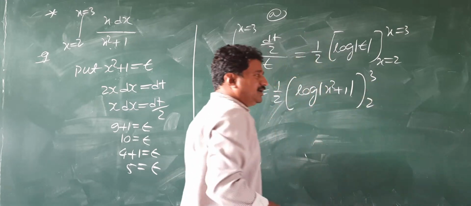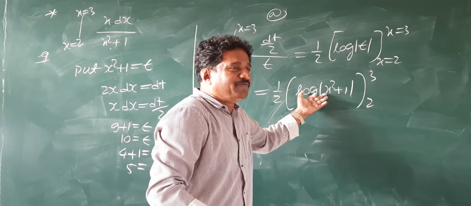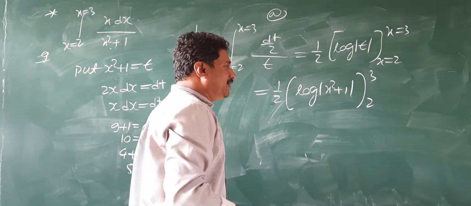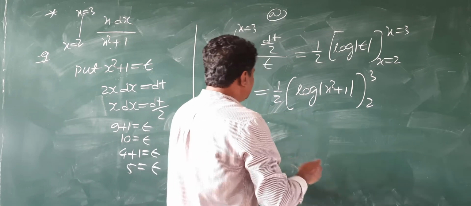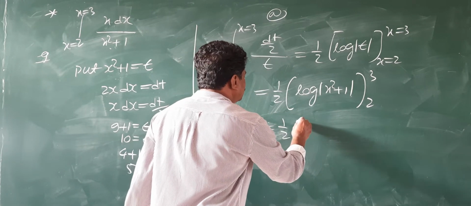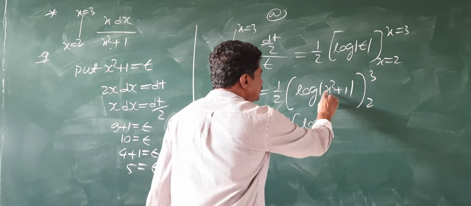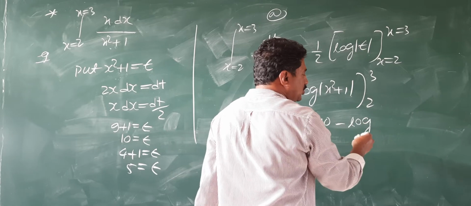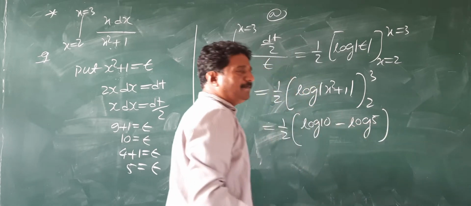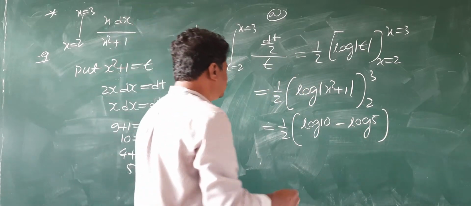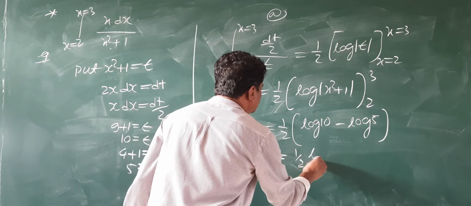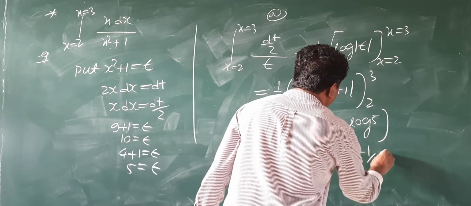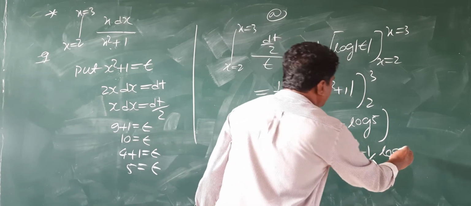2 to 3. Now, can these two limits be applied for this side? Yes. Now it is possible. Now it is correct. Upper limit minus lower limit. So it is 1 by 2. So tell me that log 3 square 9 plus 1, 10, minus lower limit log 2 square 4 plus 1, 5. Log n minus log n is log n by n. So 1 by 2, so log 10 by 5. So 1 by 2 log 2.